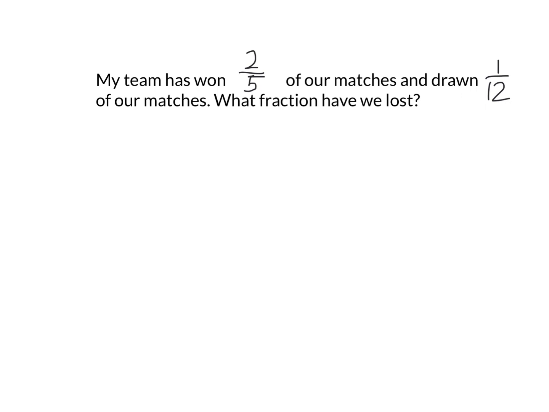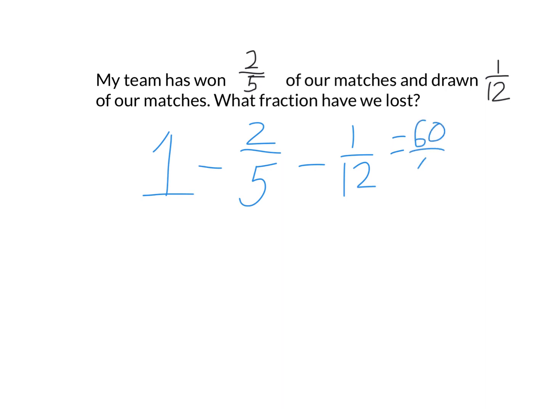So what we're going to do here is think of all of the matches played as one whole, like one whole season. We want to subtract the 2/5 that we've won and then subtract the 1/12 that we've drawn, and that will leave us with what we've lost. So we're going to make 1 into an improper fraction. The lowest common multiple of 5 and 12 is 60. So I'm going to write 1 as 60 over 60.